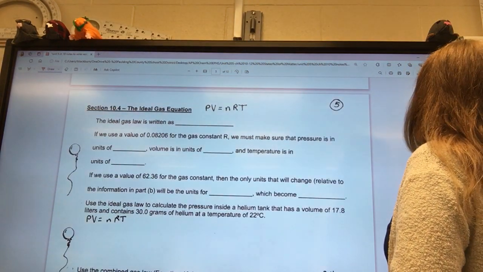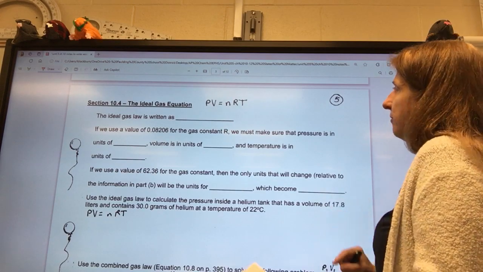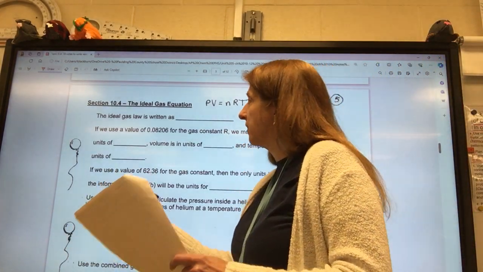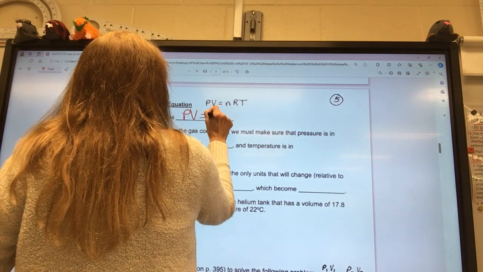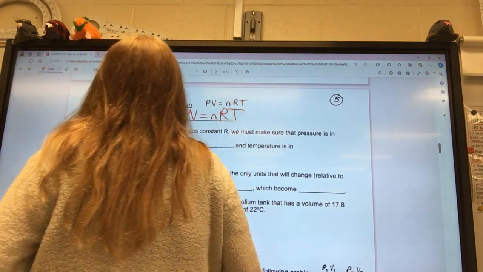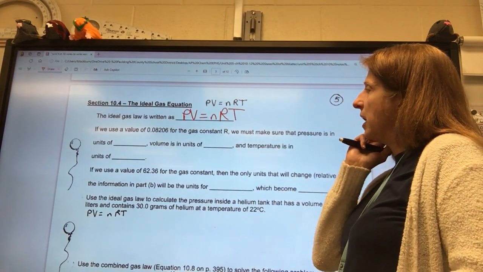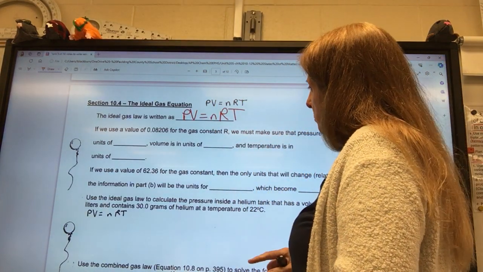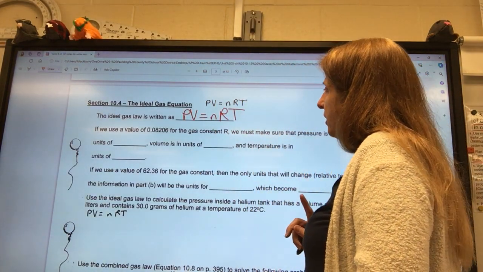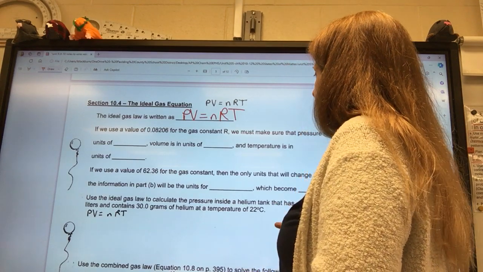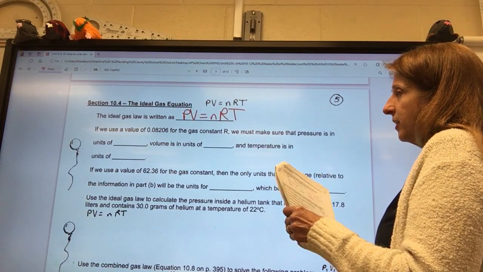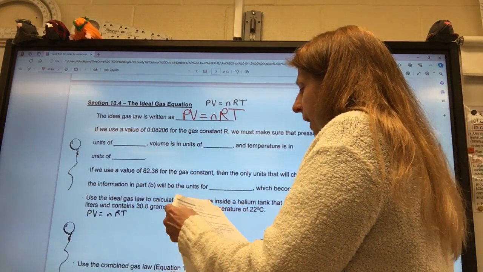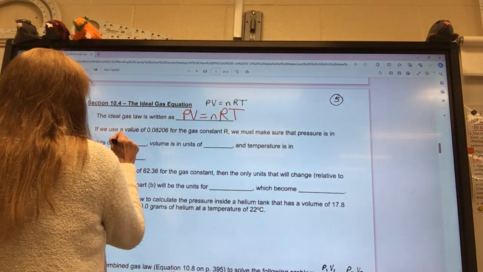Okay, 10-4, the ideal gas equation. PV equals nRT. Okay, so it is written. PV equals nRT. That was pretty easy. If we use a value of 0.08206 for the gas constant R, we have to make sure that the pressure is in units of atmospheres, ATM.